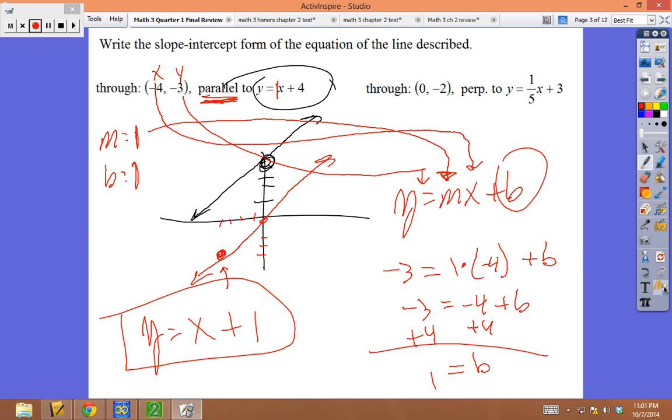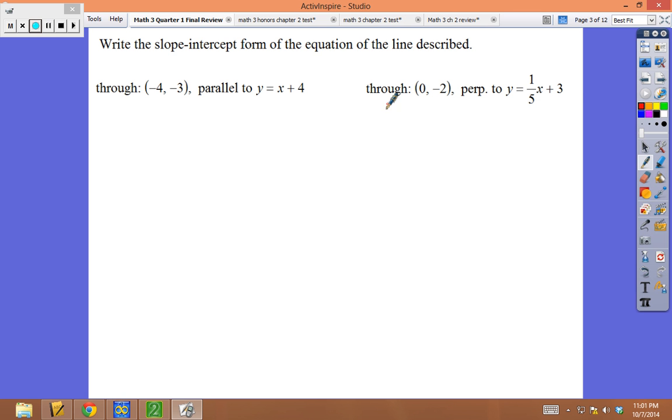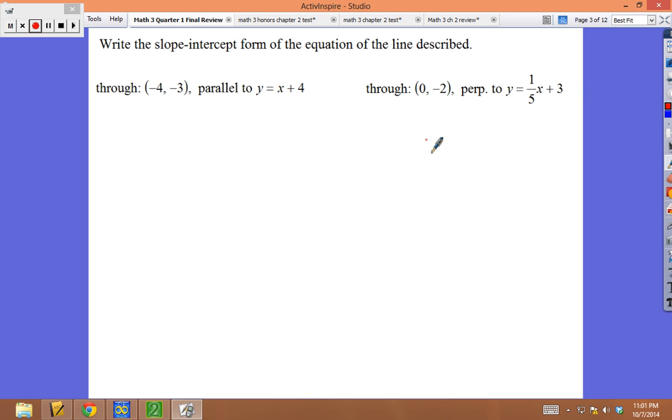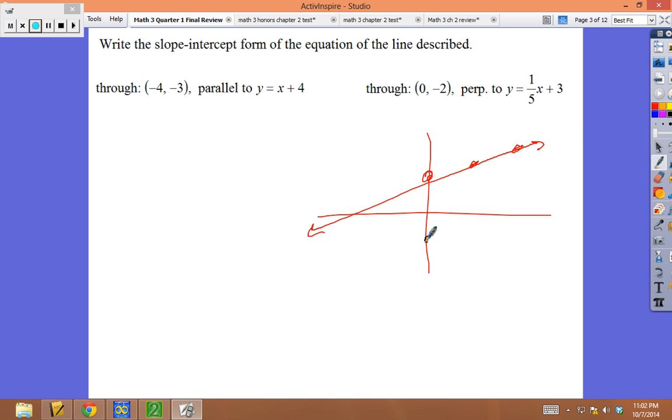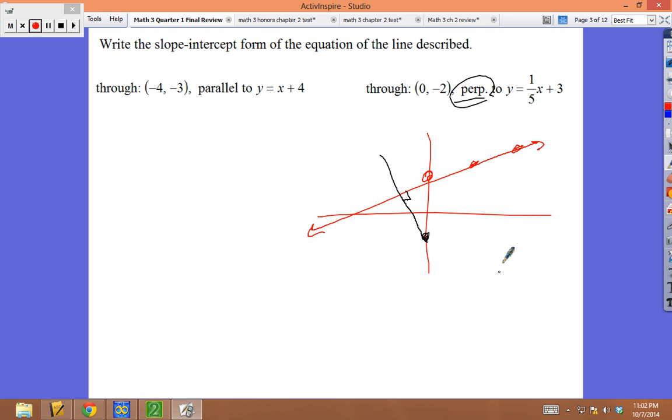Okay, now next one. It's perpendicular. So look at this line right here. This line, if I were to graph it, up 3 dot, and then slope is up 1 over 5. So it's kind of a not very steep line. Something like this. Okay, our line is going to go through this dot, 0, negative 2. So our line goes through here. But our line is perpendicular, so that means it's got to cross at a 90. Wherever they meet, they intersect at a 90 degree angle.